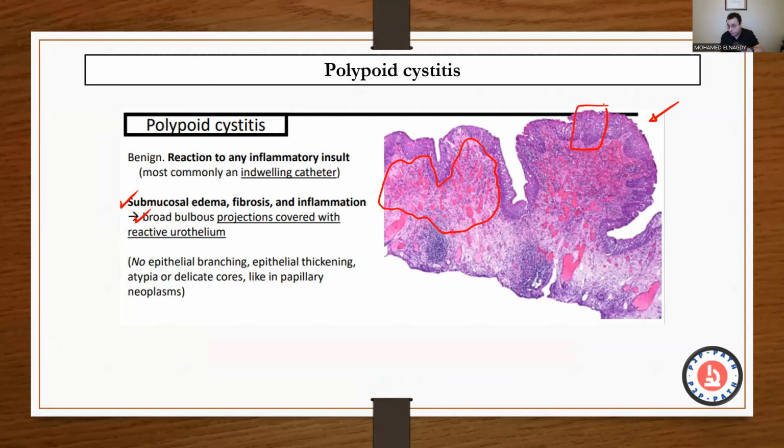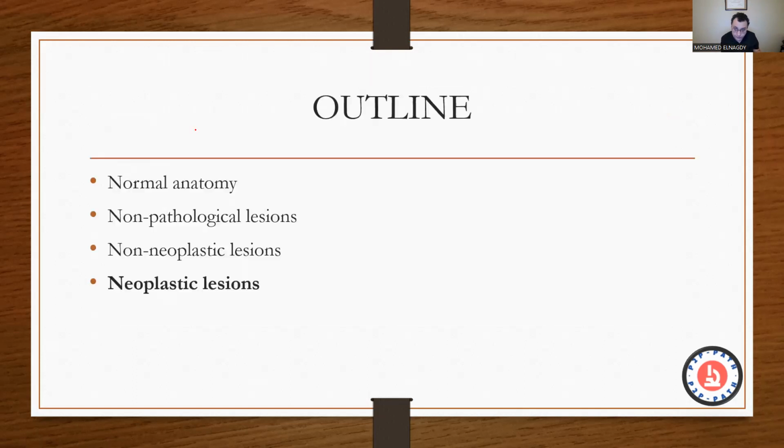However, there is no true polyps. This is just polypoid, no epithelial branching, no atypia, no signs of invasion, no malignancy, and it usually happens as a reaction to an inflammatory insult. They will tell you that this patient had a prolonged catheterization or a prolonged indwelling catheter. In this case, you see this histological image, garden of roses, polypoid architecture, chronic inflammation. Boom, that's a classic case of polypoid cystitis.